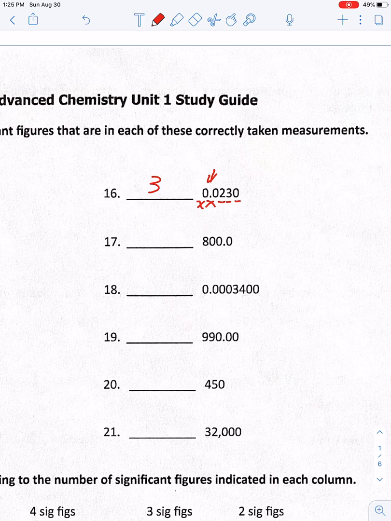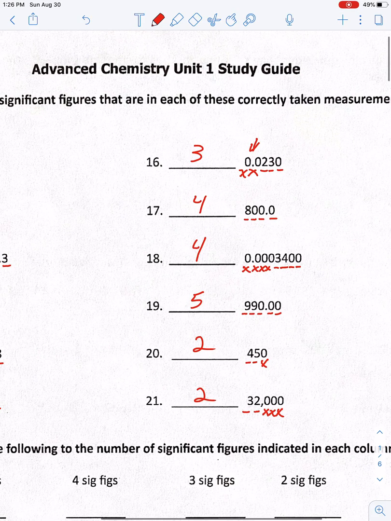Number 17, there's a decimal there, so all these trailing zeros are going to count. So 1, 2, 3, 4, 4 significant figures. Leading zeros never count, so I'm going to put little X's under them, and 1, 2, and since there's a decimal, these zeros are going to count. So this is 4 significant figures. I see a decimal, so 1, 2, 3, 4, 5. 5 significant figures. 450, I do not see a decimal, so that 0 is not going to count. So 1, 2, only 2 significant figures. 32,000, no decimal, so these zeros are not going to count. So 1, 2, and then I am done with that.